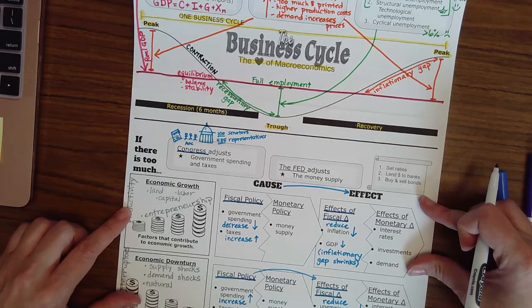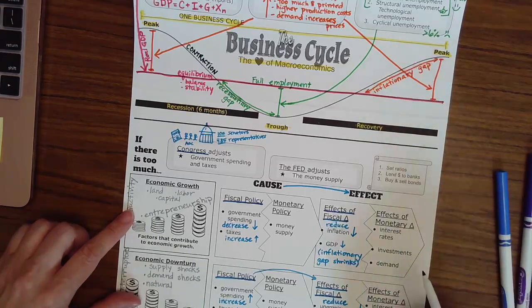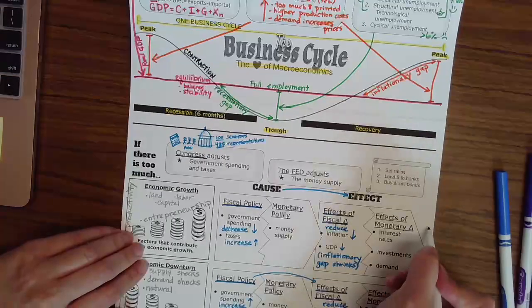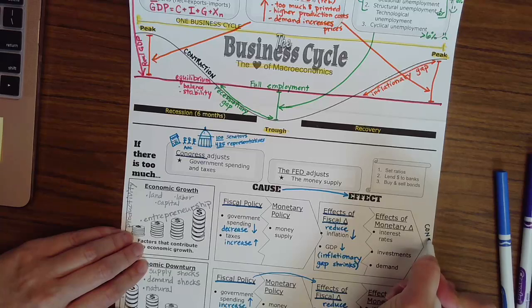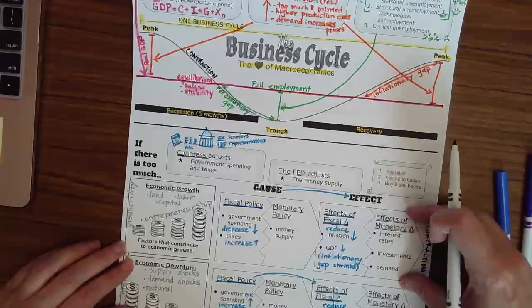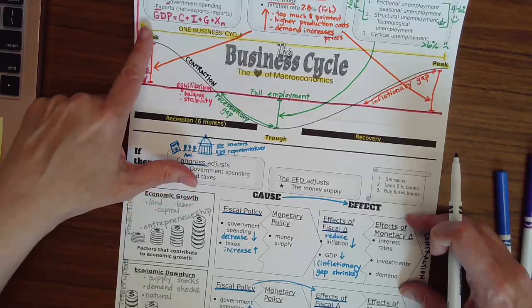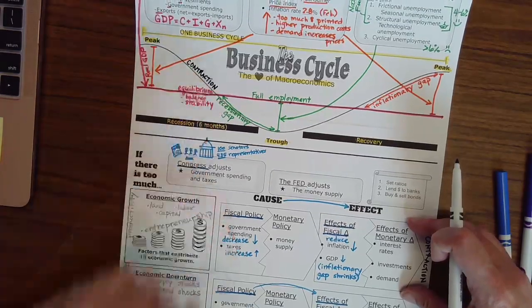I feel like I should label it somewhere over here too. Maybe I'll put it here, contraction. To help me remember, this is the stuff that we need to do in order to bring it from a peak that might be getting too high into hyperinflation back to our equilibrium point.